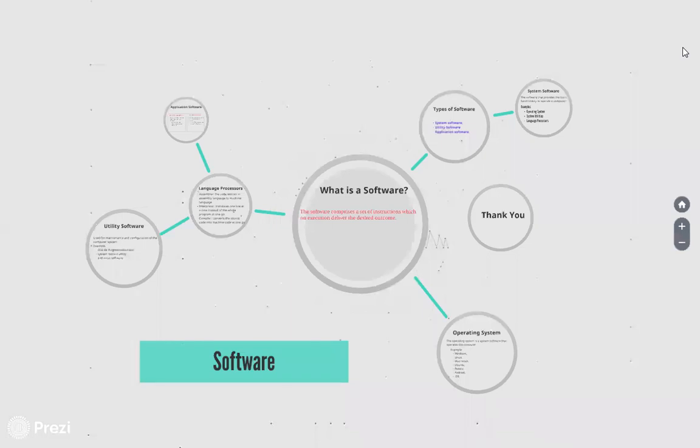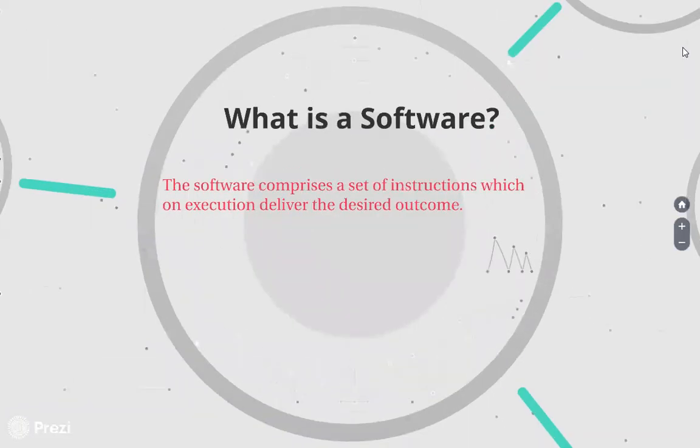As in the previous lecture, we studied and heard about hardware. So just recall it. What is hardware? Hardware is a device which you can touch physically. But to run a hardware, we need certain instructions which are to be given to that hardware so that it can perform. So for that purpose, we need software. So let's understand what is a software.